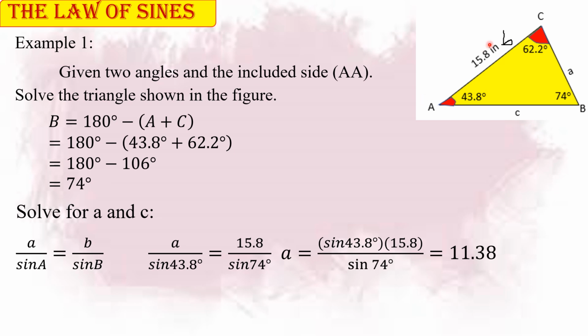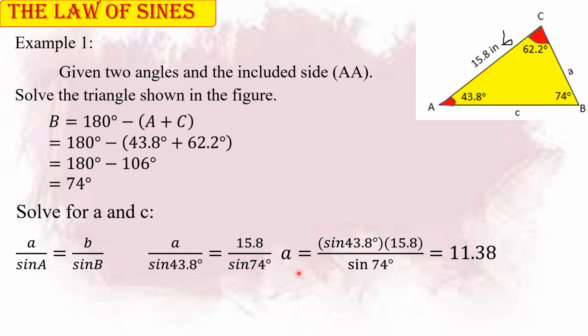Okay, so yan na, given na yung B natin. So gagamitin natin si B. Now, isa-substitute natin yung mga values ng sin A, sin B. So, yung angle A natin is 43.8 degrees, or sin 43.8 degrees. And then, next is yung ating side B, which measures 15.8 inches. And then, for the sin B, angle B is 74 degrees. So, we have here the sin 74 degrees.